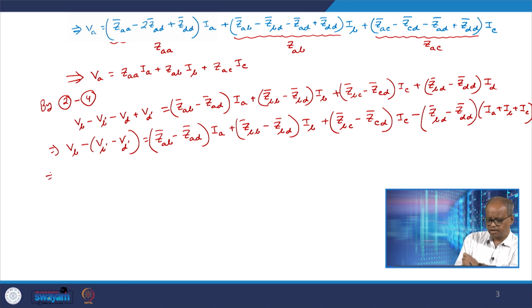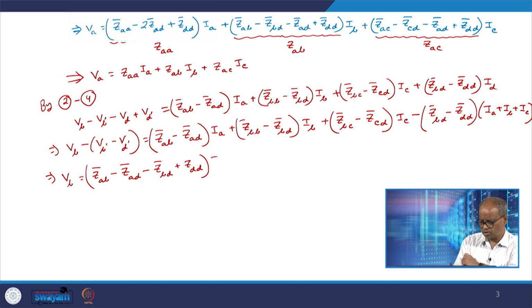Now this is 0, so then therefore I can write down that VB is equal to ZAB minus ZAD minus ZBD plus ZDD into IA plus ZBB, all are primitive, minus ZBD, then minus, so it would be basically ZBB minus ZBD minus ZBD plus, so it would be 2. Let me write it down more neatly.